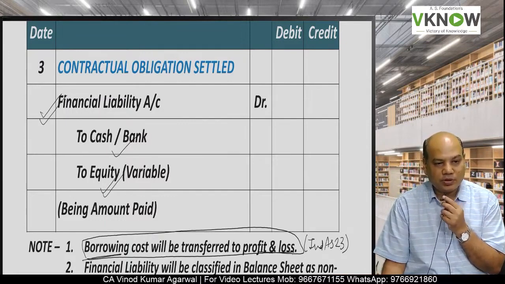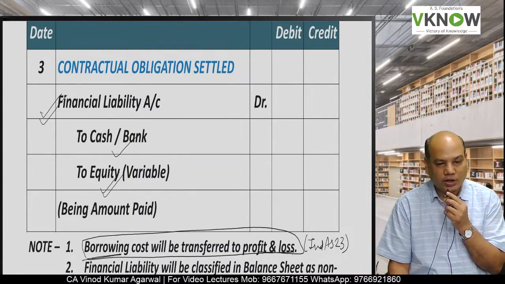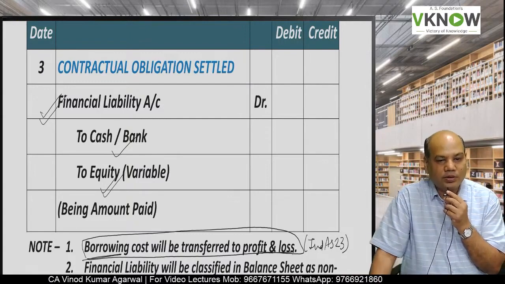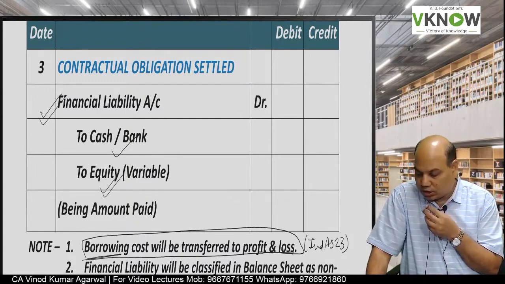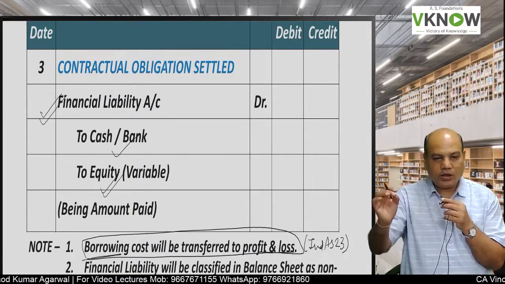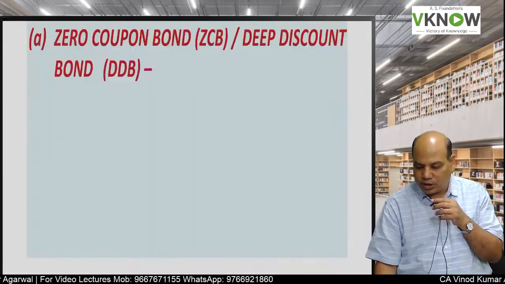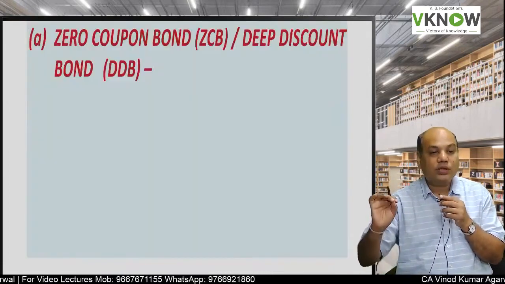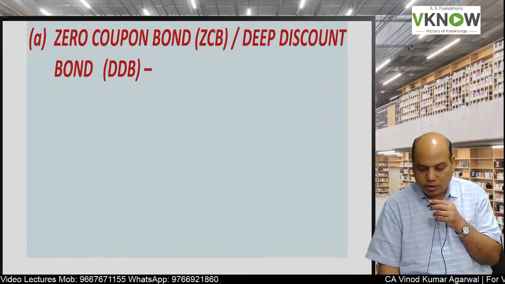Second, in the balance sheet, the financial liability will be treated as a non-current liability or current liability, depending upon the due date of the payment. If the amount is payable within 12 months, that portion will be treated as current, and if the amount is payable beyond 12 months, that portion will be treated as non-current.